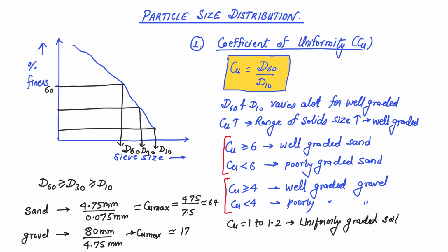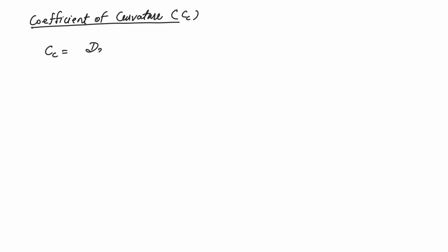Now let us move ahead to the next coefficient, and the next coefficient is your Cc. So what is the next coefficient? That is known as the coefficient of curvature, and yes, it is denoted by Cc. So what is Cc? Cc is defined as D30 square divided by D60 into D10.